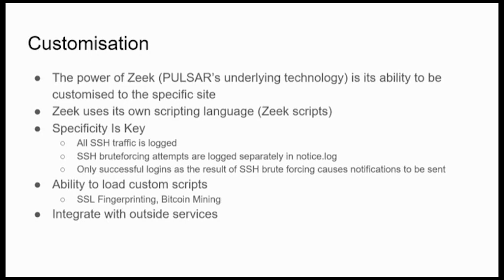So some cool ones that I've integrated: an SSL fingerprinting script. What this does is it gives us some insight into what services are running on our encrypted traffic. So that's pretty cool. I also have a Bitcoin mining script because you wouldn't want that to happen on a supercomputer. So that one is able to detect if someone's running Bitcoining on the supercomputers, and then we can shut that down. Once again, it's really easy to integrate it with outside services, so that's also a plus.